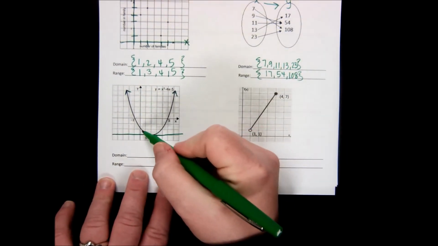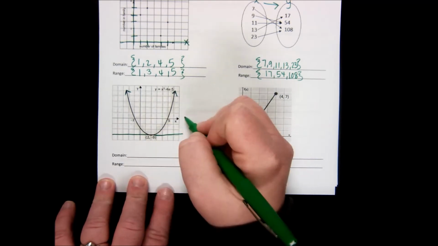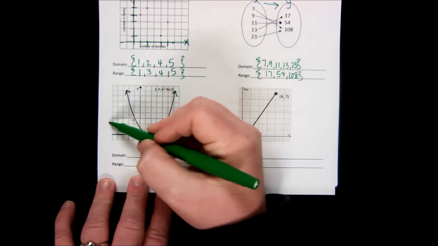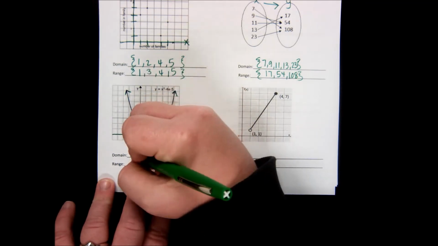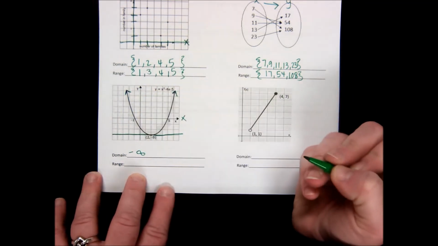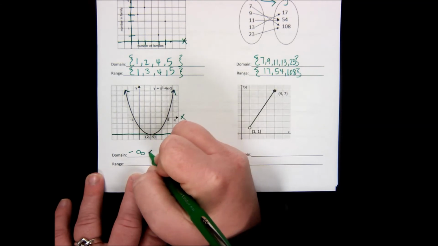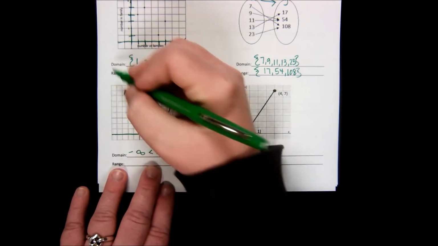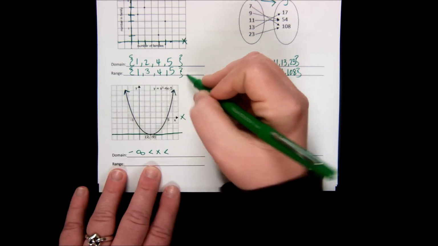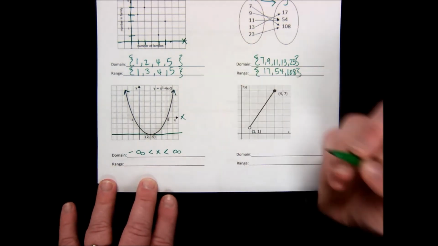So if I'm looking at the domain, which is the x-axis, how far left can it go? Well, this is going to keep on going and going and going, so it could go on forever, or what we call infinity. And I know that my x value has to be somewhere in between negative infinity going out this way and positive infinity going out the other way.